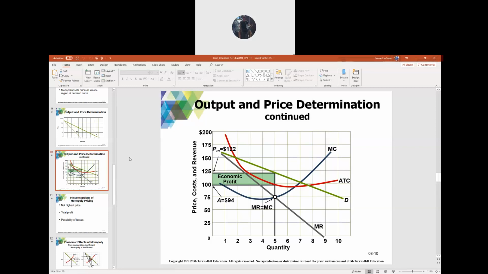All right. Everyone good on this so far? Kind of how we do this in comparison to the last market? Any questions on the profit maximizing decisions of the monopolist?